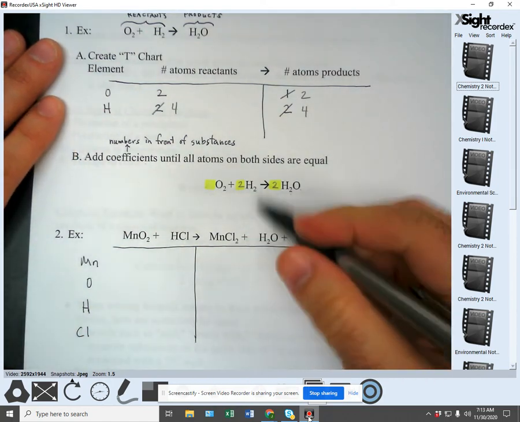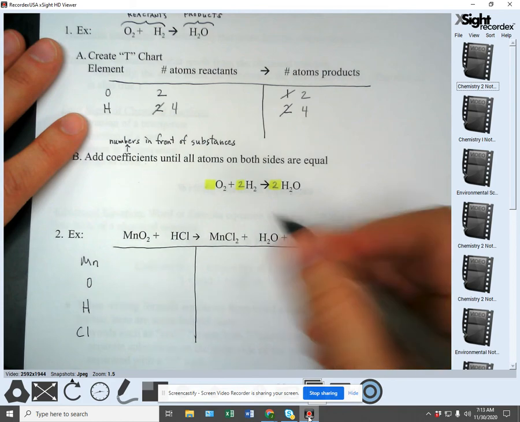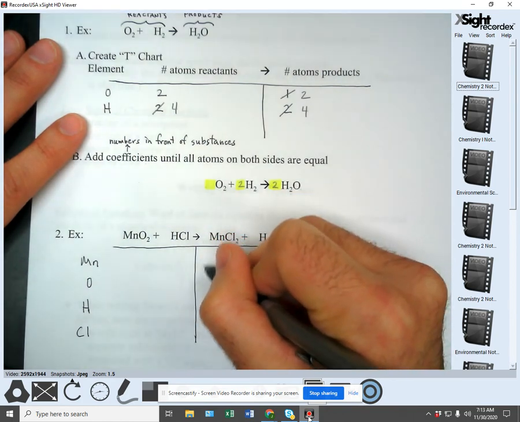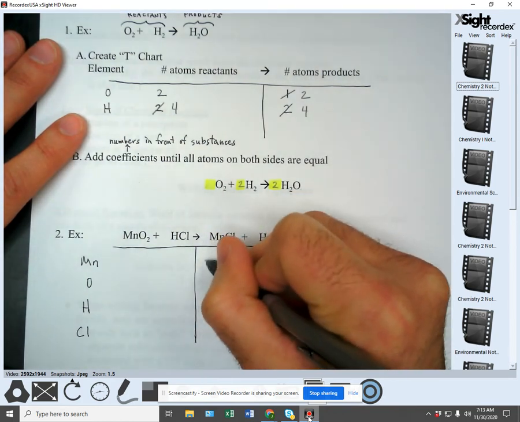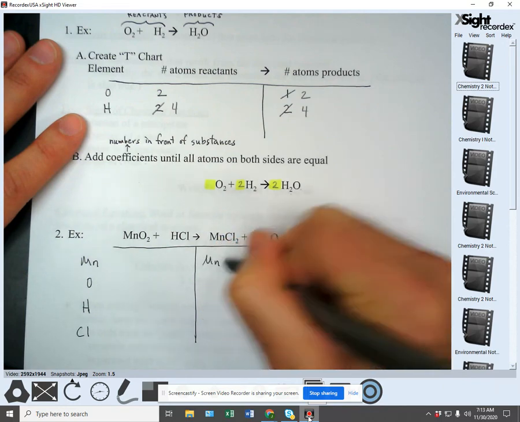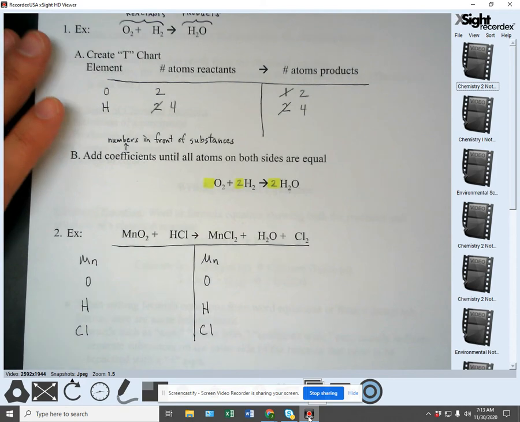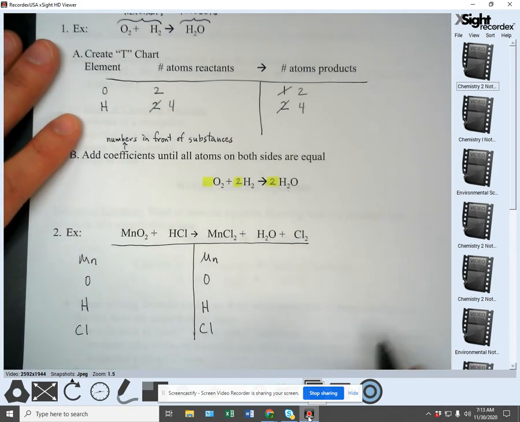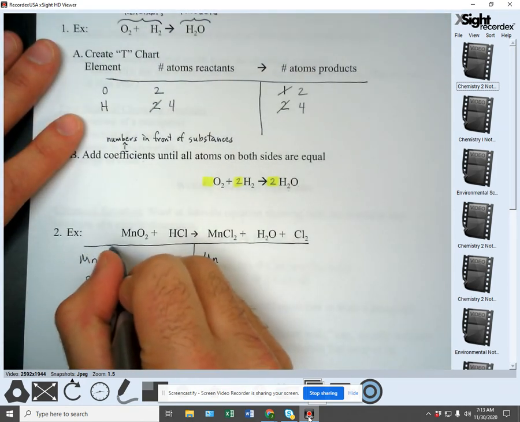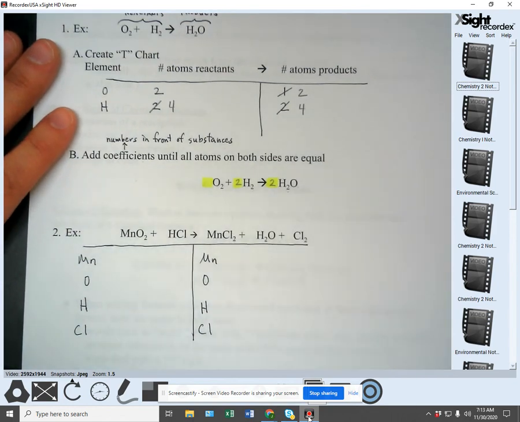Okay, and if you want, I didn't do it up here, but sometimes people find it easier to actually put the elements over here too. Like they'll do something like this, which you can do as well if that makes it easier for you to keep everything organized. Okay. All right. So let's count.